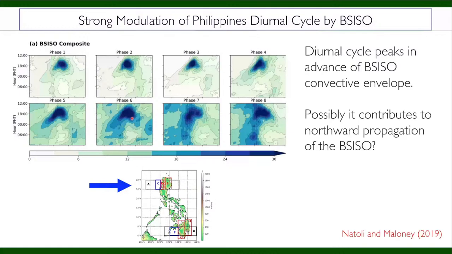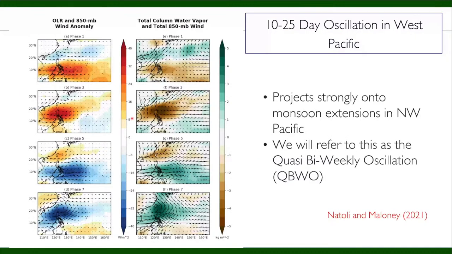Another thing that we wanted to look at, though, is whether other phenomena like the 10 to 20 day or quasi-biweekly oscillation cause a similar modulation of the diurnal cycle in this region. So Mike looked at this in a paper we just submitted to the Journal of the Atmospheric Sciences in 2021, and he came up with an index for the quasi-biweekly oscillation using an extended EOF analysis. And he did composites, and these composites here are for every other phase of the QBWO, starting with phase 1 and going to phase 7.